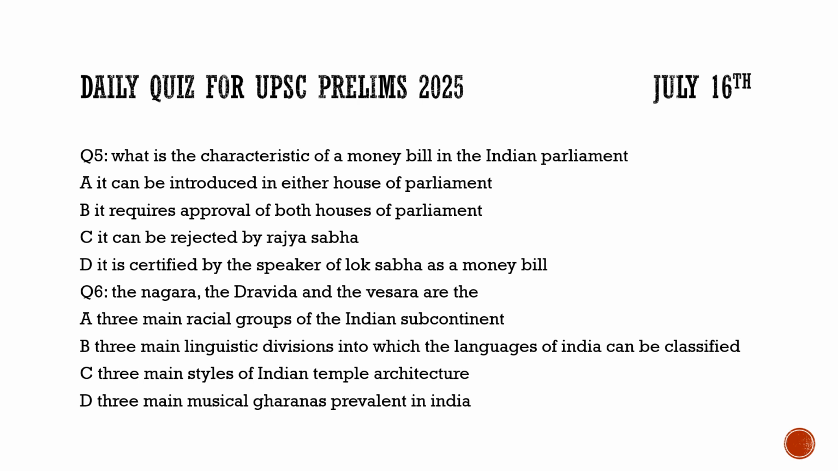The option A says the Nagara, the Dravida and the Vesara are the three main racial groups of the Indian subcontinent. No. Three main linguistic divisions into which the languages of India can be classified. Not at all. Three main styles of Indian temple architecture. 100% C. Option C is the correct one. For question number 6, it is option C, the correct answer.